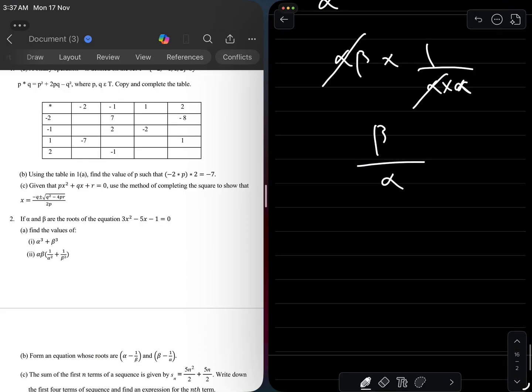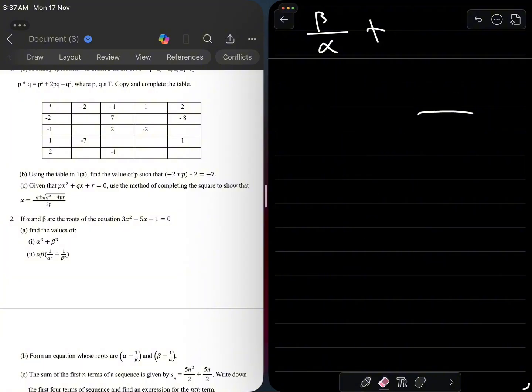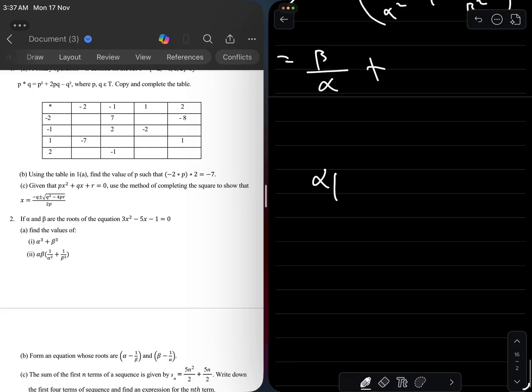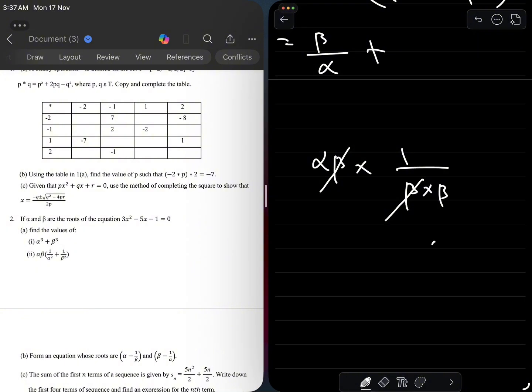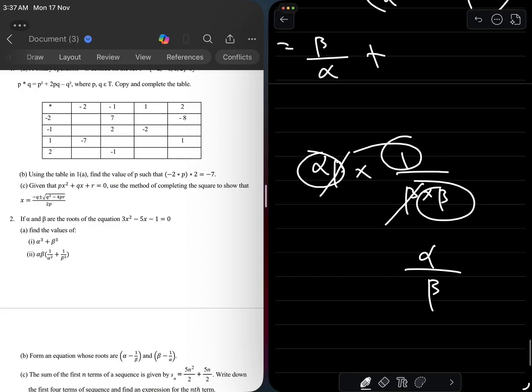Plus, we do the same thing, alpha beta times 1 over beta squared. Let's check that. Alpha beta times 1 over beta squared is beta times beta. Beta cancels beta, and you're left with alpha over beta. Alpha times 1, alpha. And the denominator is beta. So that's alpha over beta.